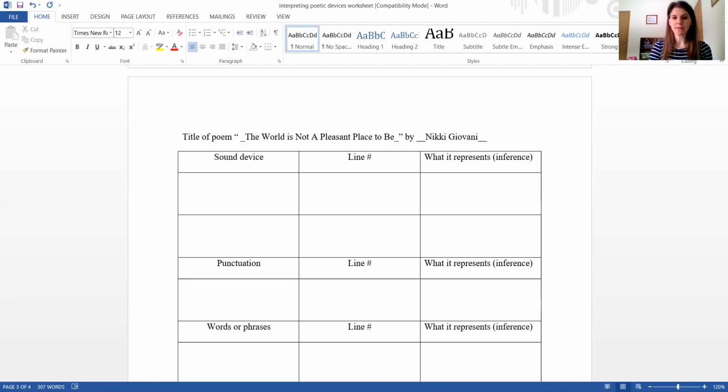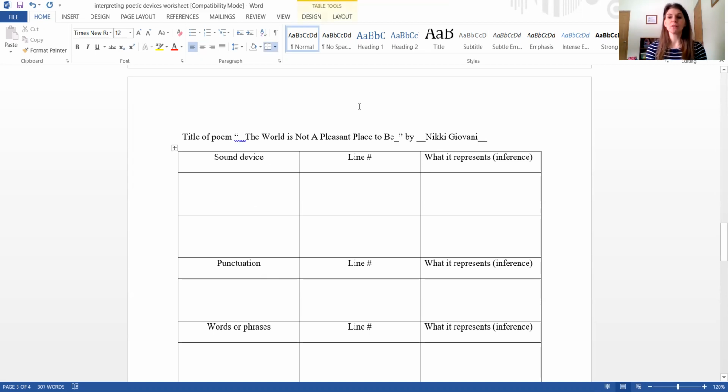Okay, so this one is set up similar to how we had the last one, where we see sound device and there are 2 boxes there. The next box is for punctuation and the last box is for words or phrases. One thing I noticed as I was looking over that poem is there may not actually be 2 sound devices, but we are going to find another type of figurative language.